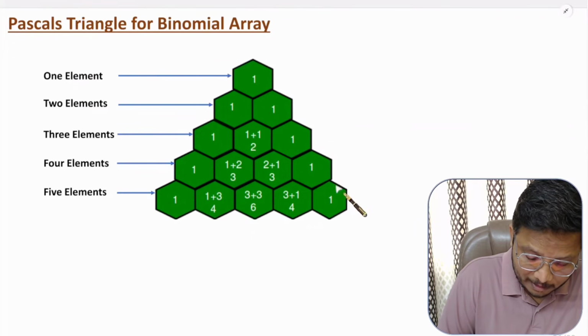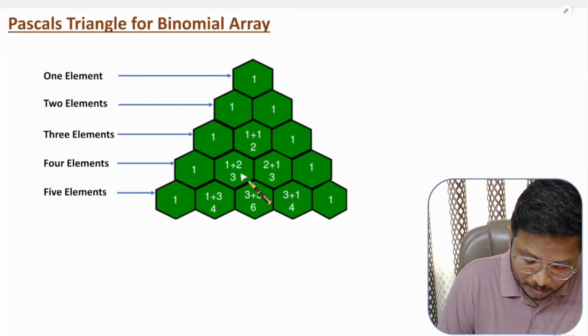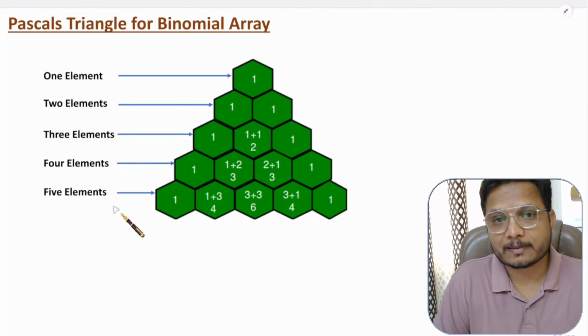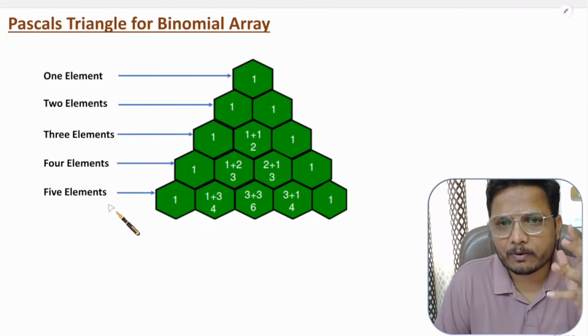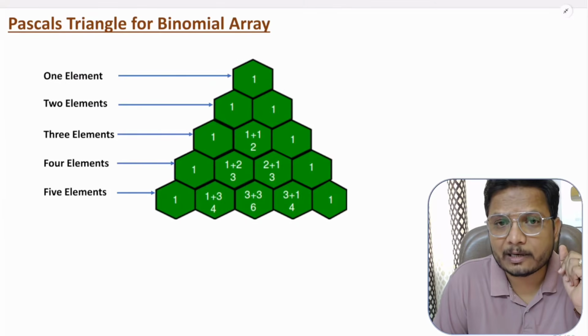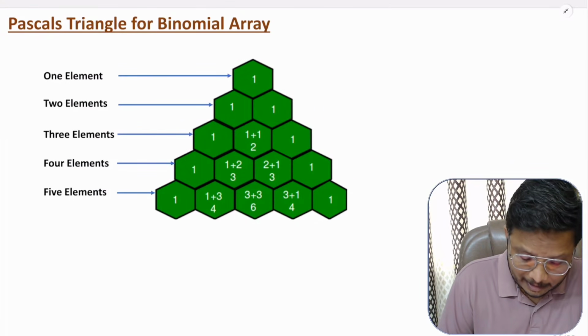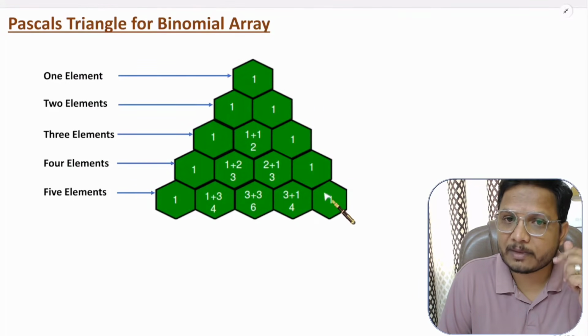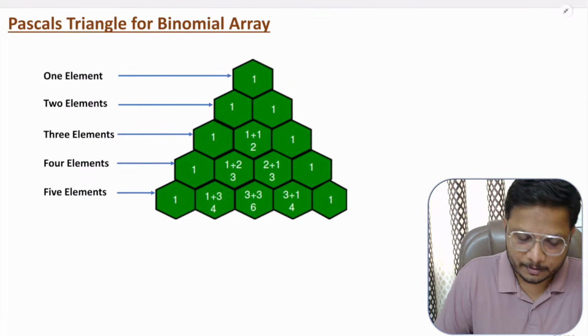Here we have 1, here we have 1. This is in touch with this 2, so 1 plus 3, 4. 3 plus 3, 6. 3 plus 1, 4. And that is how you can have further elements, right? So that is how one can have Pascal's triangle to form a binomial array. And these numbers are the current distribution with elements that one should know, right?